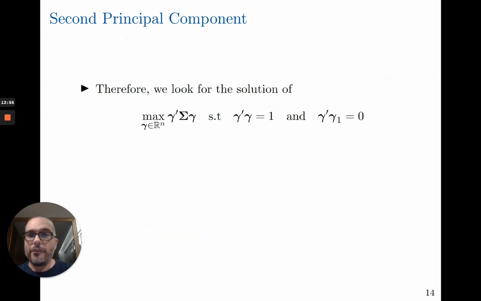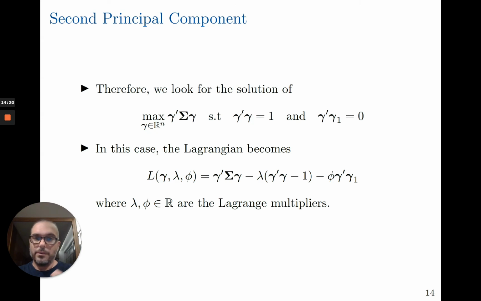Therefore, how are we going to find the second principal component? We want to maximize gamma prime sigma gamma, subject to gamma being a unitary vector, but also to gamma and gamma 1, the previous one, being orthogonal. So gamma prime gamma 1 equals 0. Then we have the Lagrangian. We have a new Lagrange multiplier, phi, because we have two restrictions.